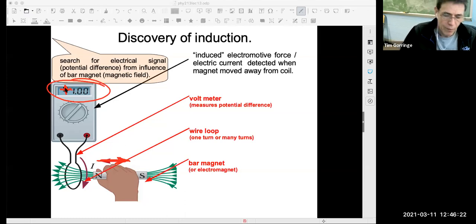So bring the magnet up, you get an electrical signal, electrical potential, electrical current. Taking the magnet away, you get electrical signal, electrical potential, electrical current. The signs, the directions of the potential and the current are opposite when you bring the magnet up and when you take the magnet away. They saw that.